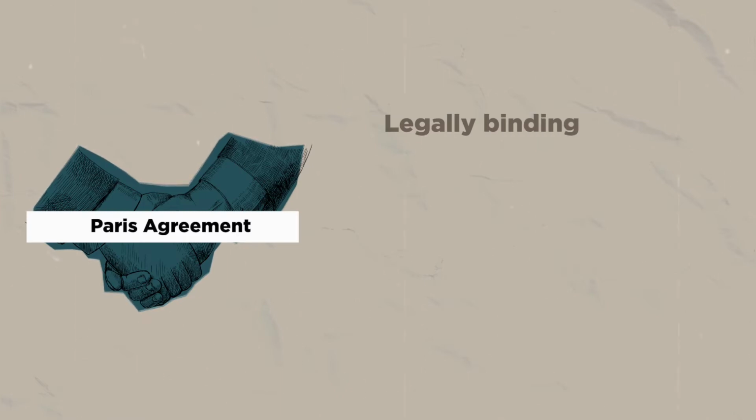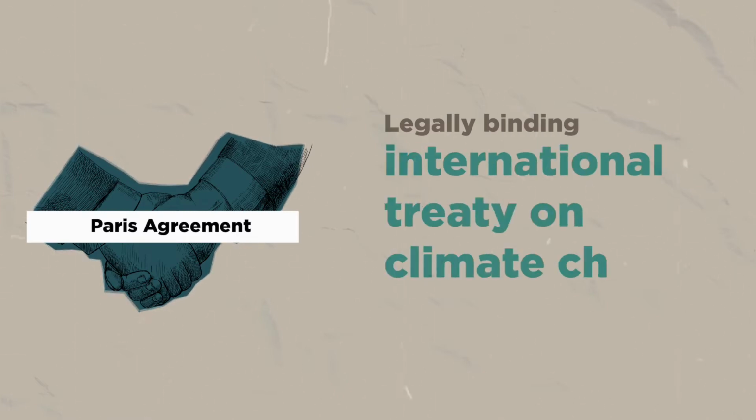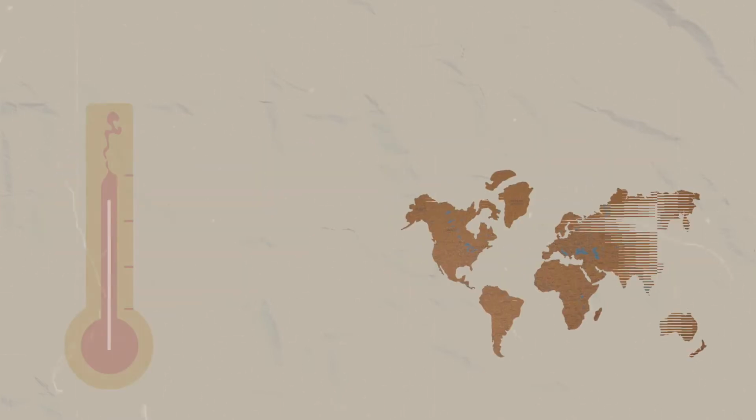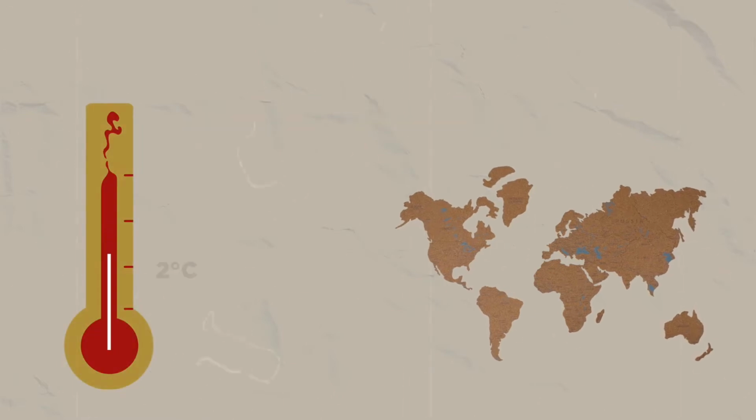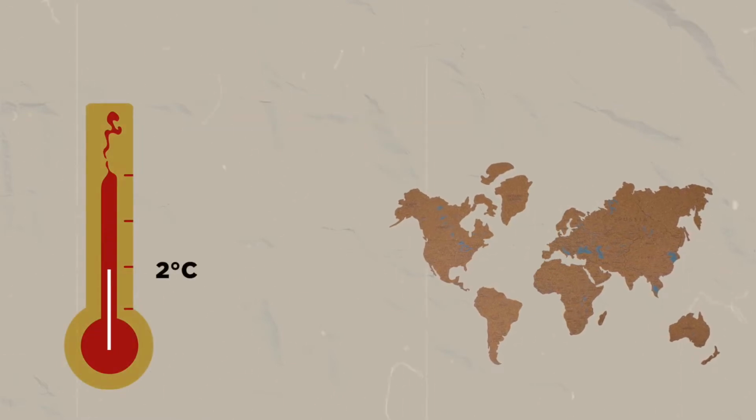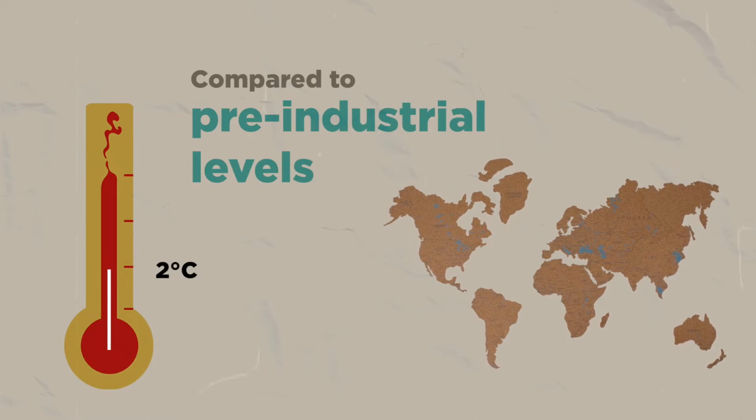What does the Paris Agreement entail? The Paris Agreement is a legally binding international treaty on climate change whose goal is to limit global warming to well below 2 and preferably to 1.5 degrees Celsius compared to pre-industrial levels.